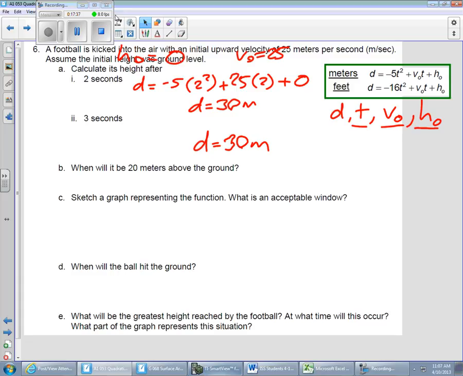30 meters. Now, what is the deal with A2 up there? How come we're at 30 meters at 2 seconds and 30 meters after 3 seconds? What's happening there?